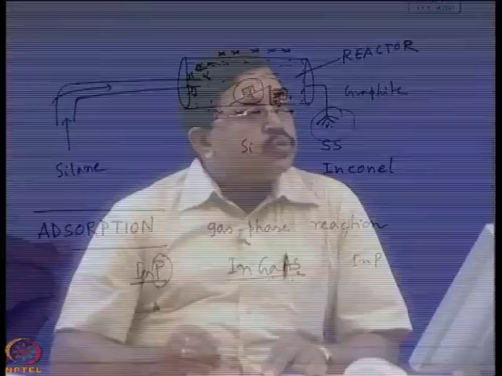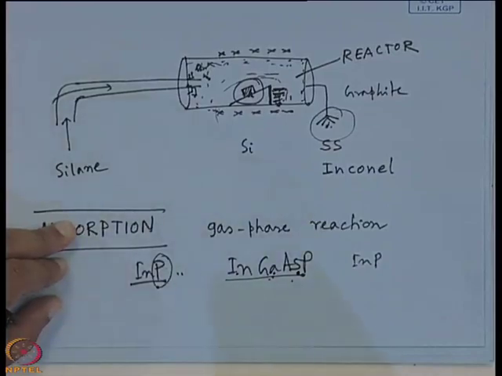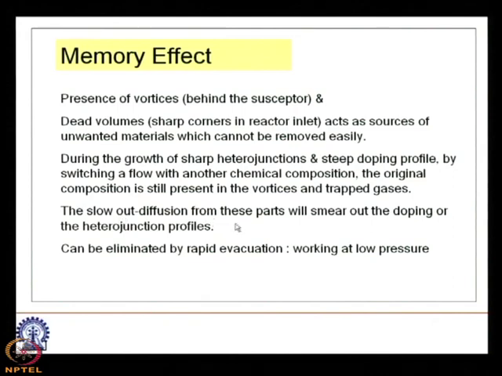So, this is the changing or switching, and if there is a dead space or dead volume inside, though you switch off phosphorus, there will be some trace amount of phosphorus inside those places. So, that means here the material will be indium gallium arsenide phosphide, because there will be some phosphorus. That is the memory effect. You cannot remove the phosphorus instantly. That is known as the memory effect. And the slow out diffusion from these parts will smear out the doping or the heterojunction profiles.